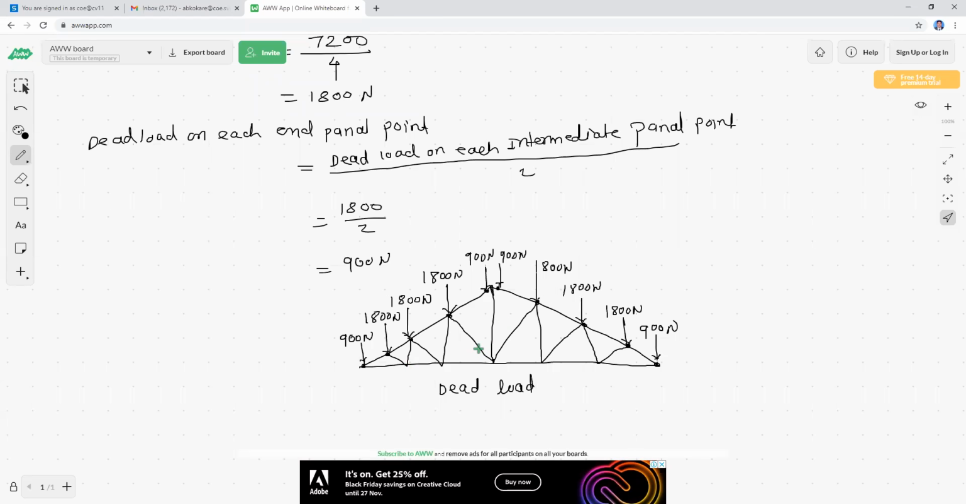Are you getting how we have calculated the dead load? So now the next type of load is the live load. Please everyone draw this and show the dead load calculation. We have done the dead load calculation for half part. The truss is symmetric, so on the next half the same dead load is there.